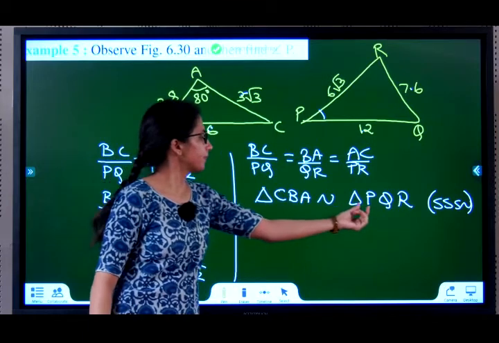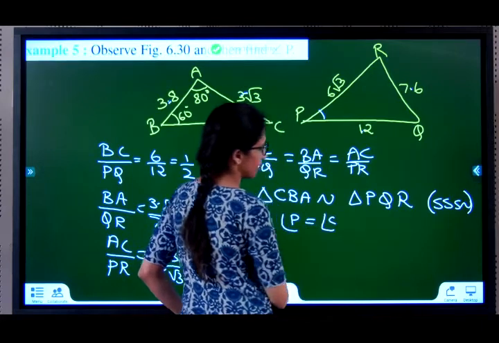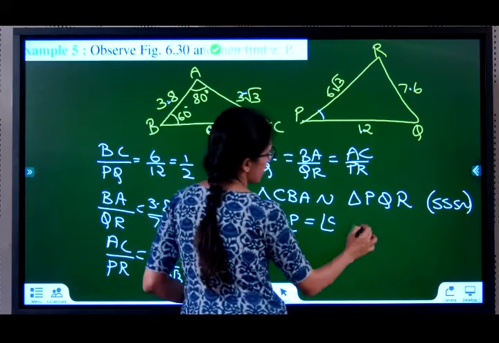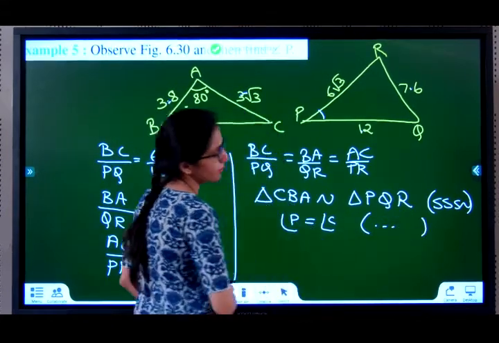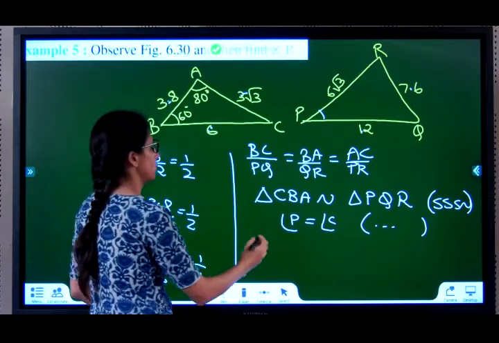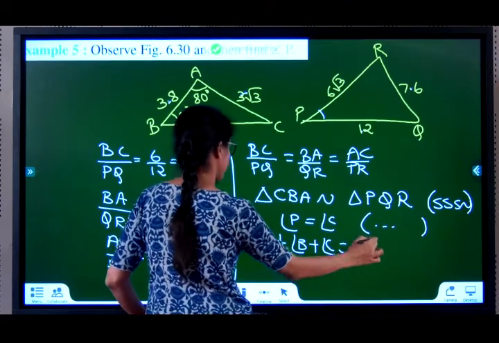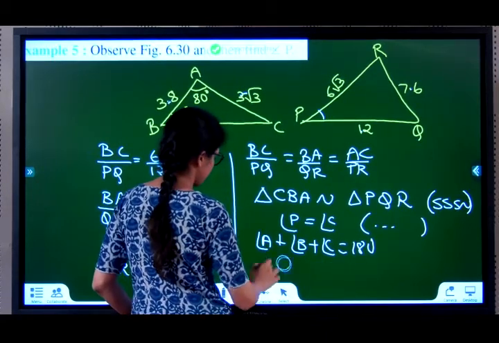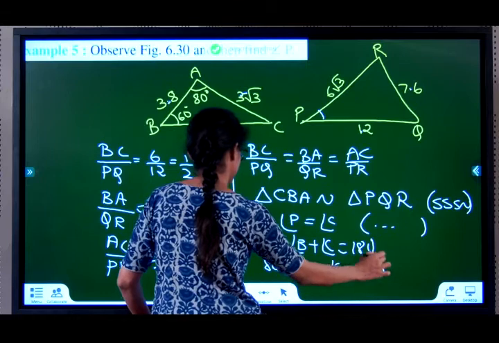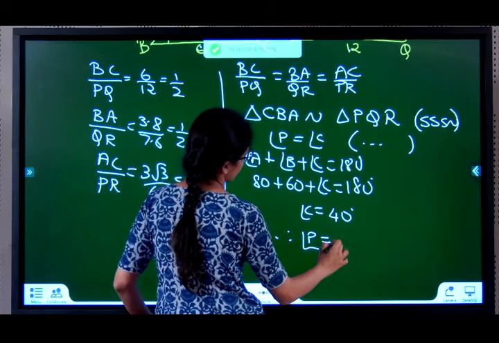Therefore, angle P is equal to angle C. Angle P is equal to angle C because angles in a similar triangle are equal. Reason, corresponding angles of similar triangles are equal. Okay. So angle P equals angle C, but do I have angle C? No. So first find out angle C. Angle A plus B plus angle C is 180. 80 plus 60 plus angle C is 180. Angle C is 40 degrees. Therefore, angle P is also 40 degrees.